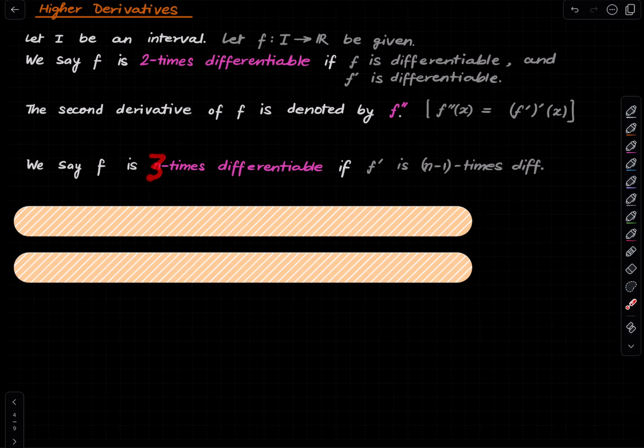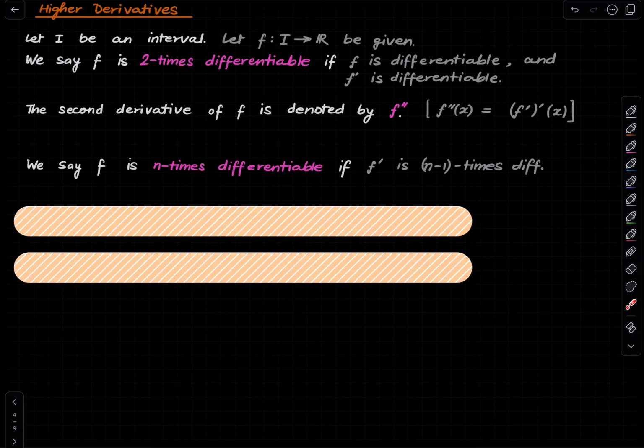Suppose you write a 3 here, then what are we saying? f is 3 times differentiable if, first of all, f is differentiable and the derivative of f is 2 times differentiable, when 2 times differentiability we have already defined. So this definition is inductive, but okay. And 1 times differentiable is the same as differentiable, that we have said.